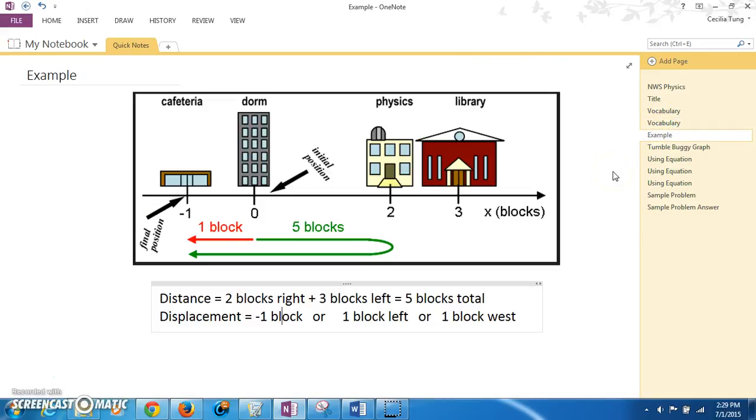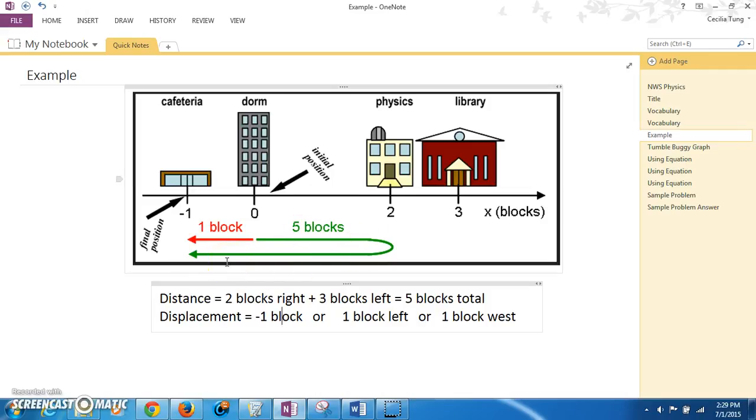Another example here shows several buildings on a horizontal line. A student starts at the dorm and then walks to the physics building and then turns around, walks back past the dorm to the cafeteria, as shown by this green line.